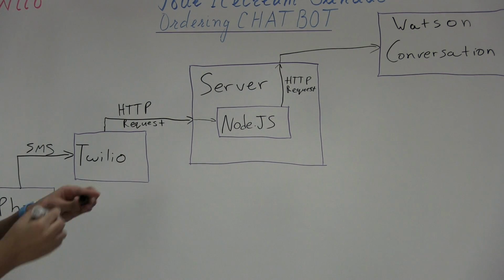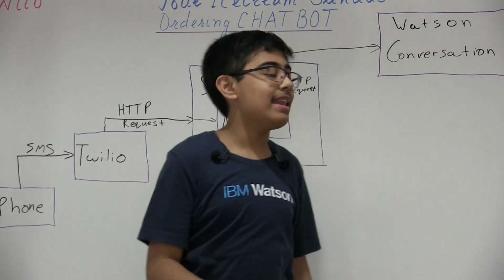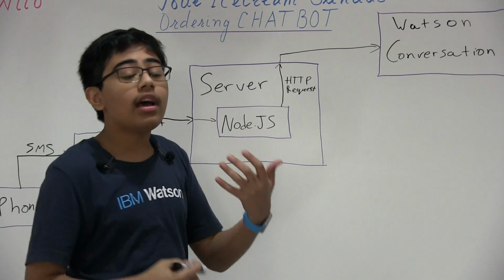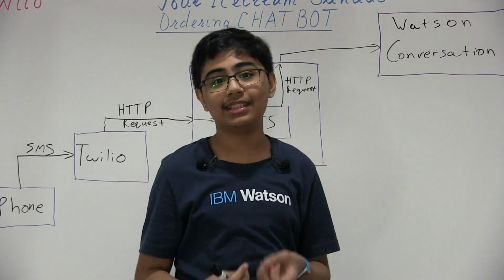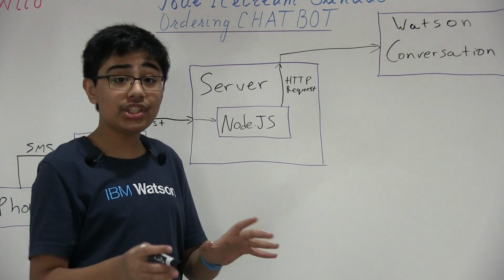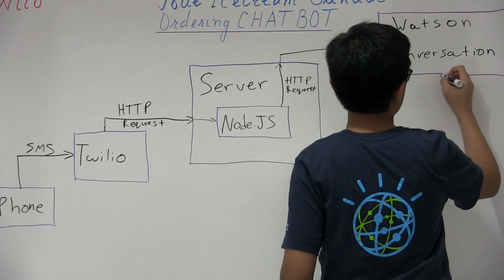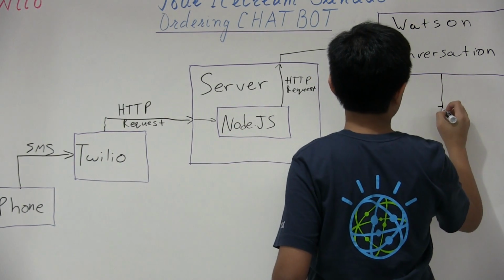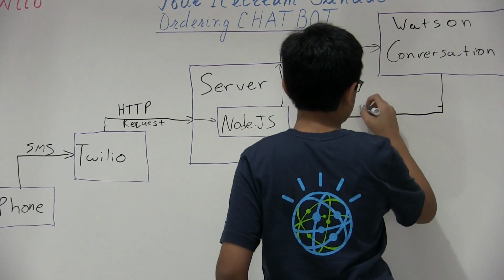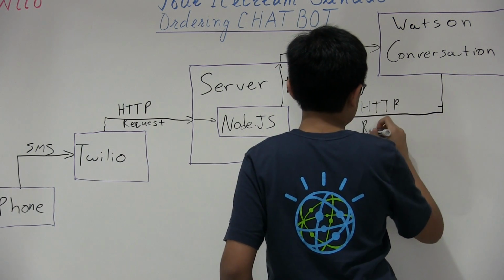Once Watson Conversation has this HTTP request, it will do its conversation and machine learning work and try to understand what to reply back to the user. Once it knows what it needs to give back to that user, it's going to send an HTTP response to the Node.js server. So Watson Conversation over here is sending an HTTP response.